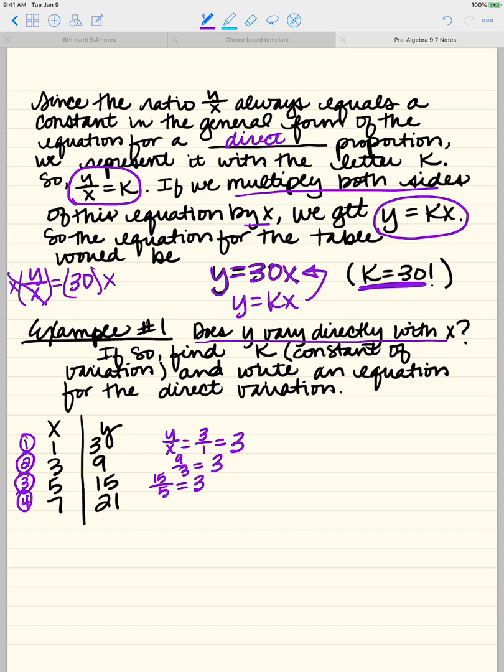And finally, our last pair is 7 and 21. Set up your y over x ratio. 21 over 7 is equal to 3.